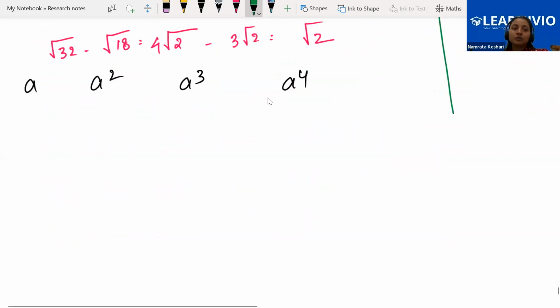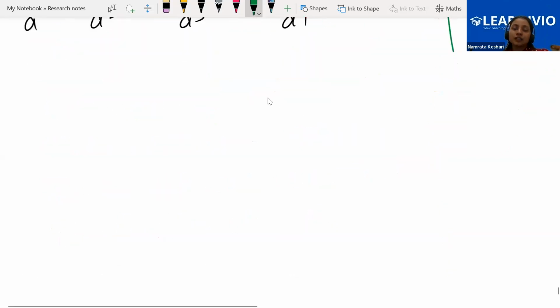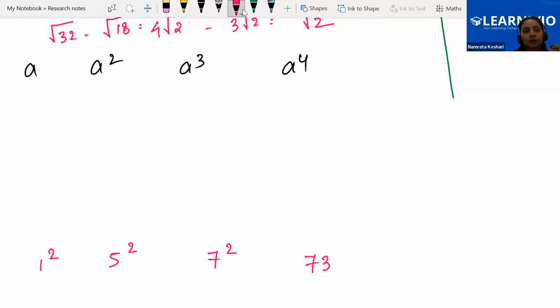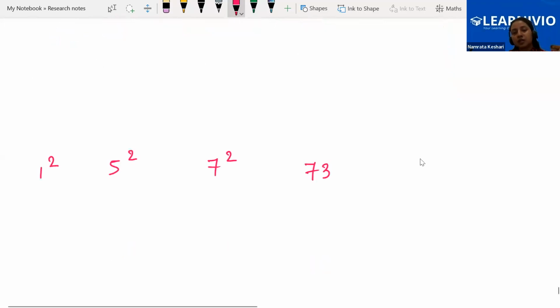Okay, let's check for the next one. A square, A cube, A to the power 4. Is it in AP? Ma'am, it's not an AP. It's not in AP. Next, is it in AP? Copy down the terms, Ziana. Yes, ma'am.